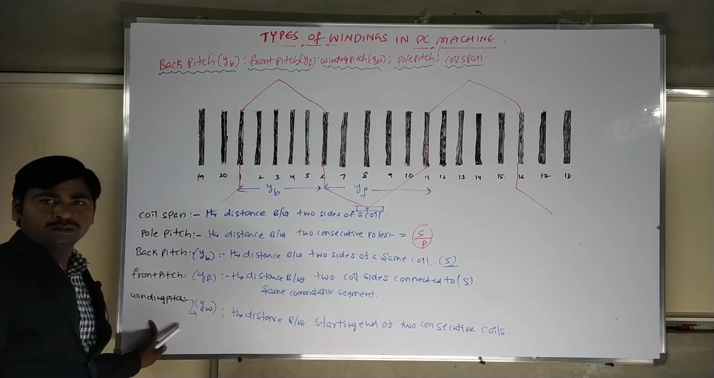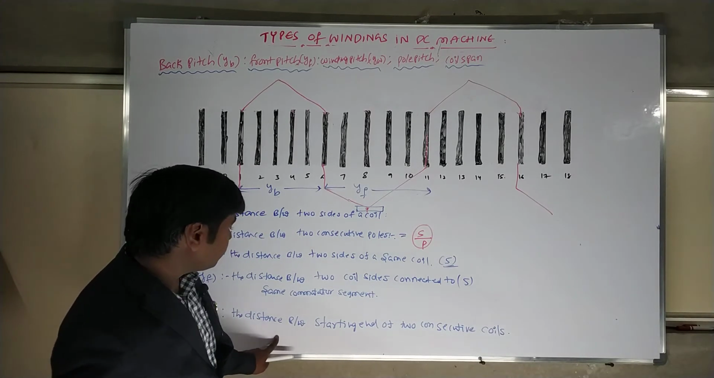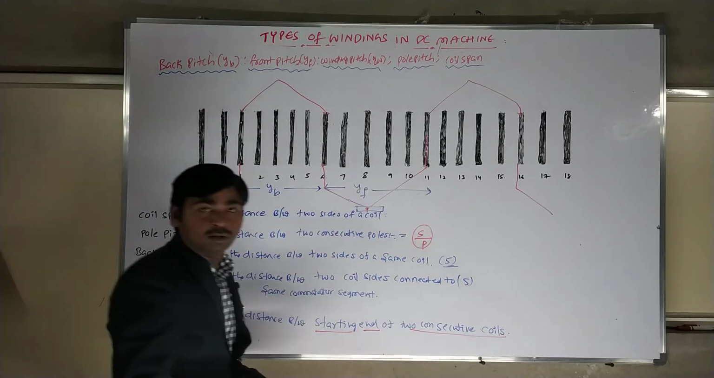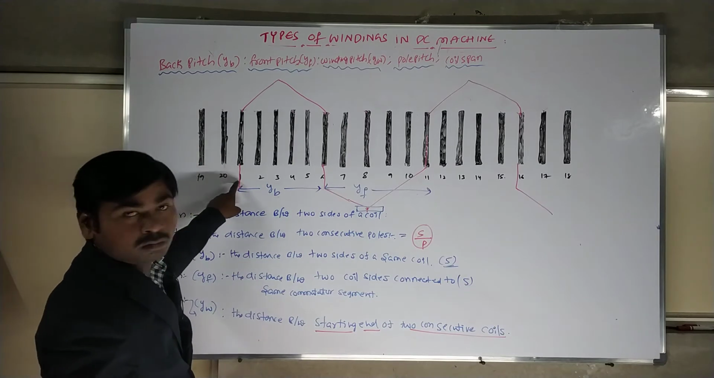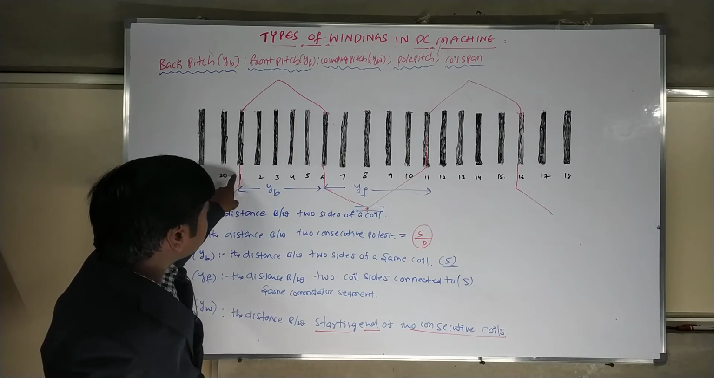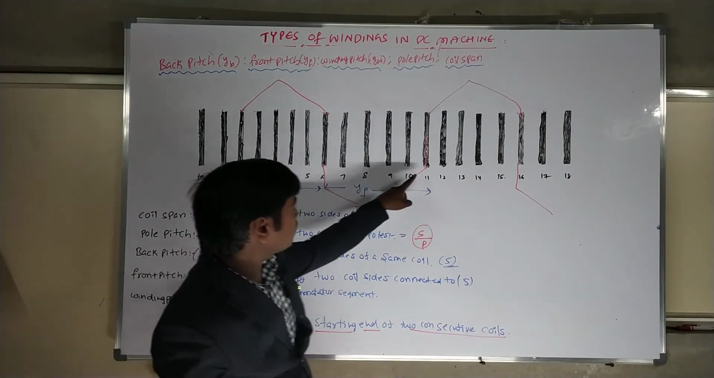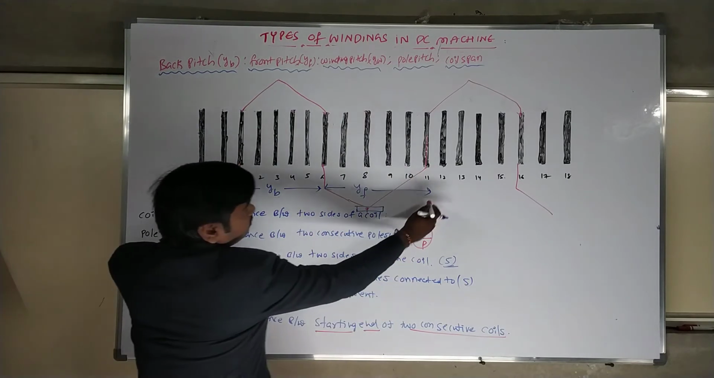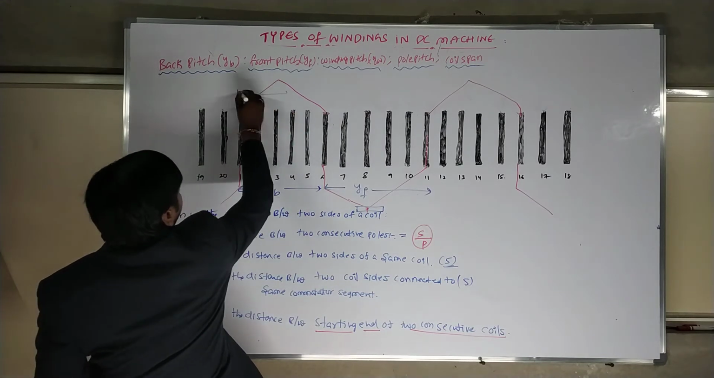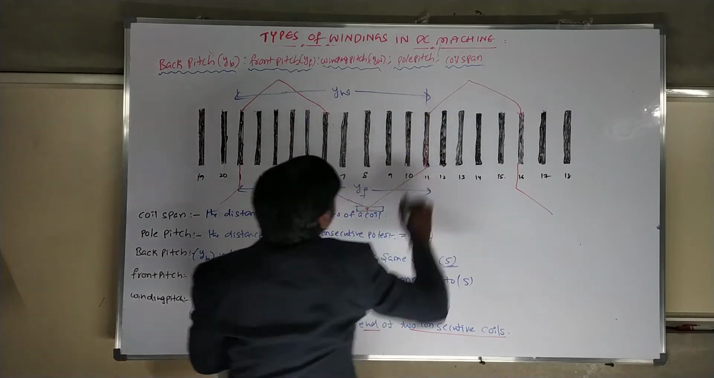Next, winding pitch. Some textbooks call it the resultant pitch, both are the same. The distance between the starting ends of two consecutive coils. This is the first coil, first conductor here. Next, the second coil will start here. The first coil starts here, the second coil starts over here. The distance between here and here is nothing but the winding pitch, Y suffix W.